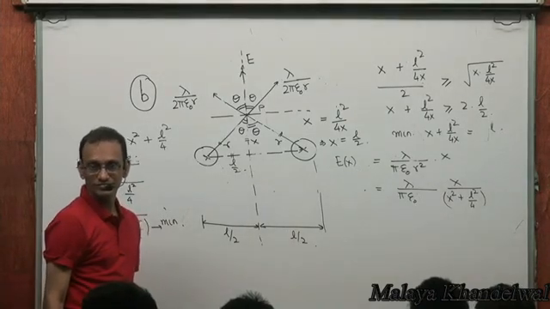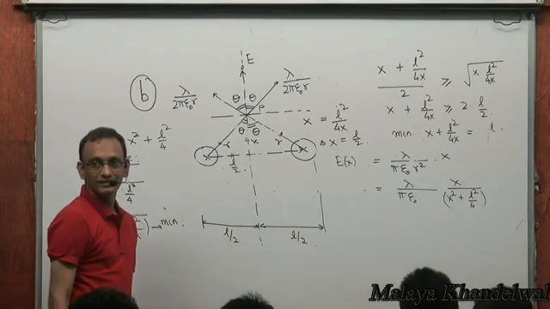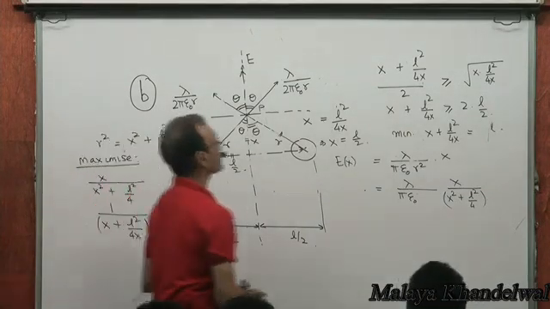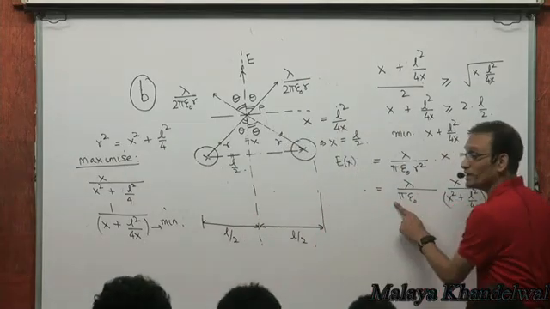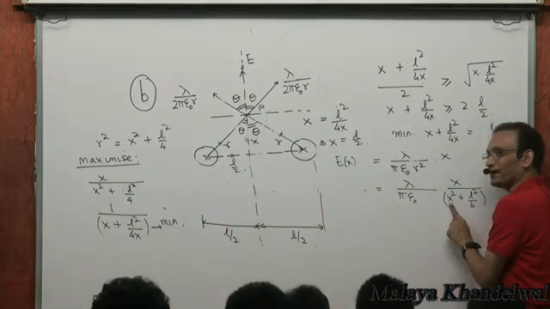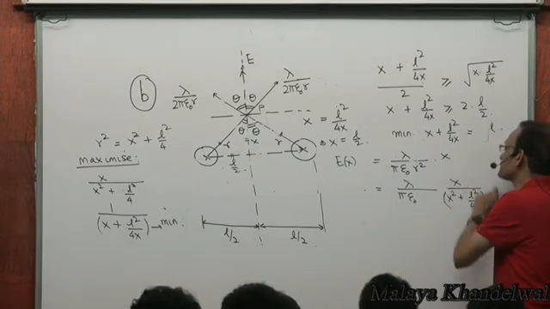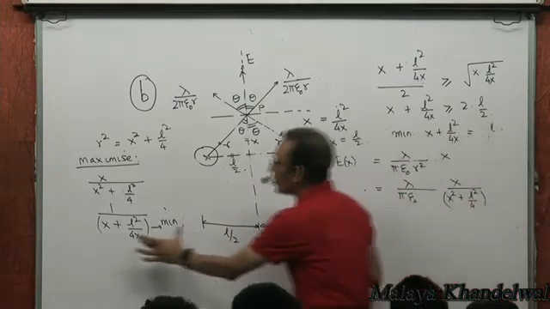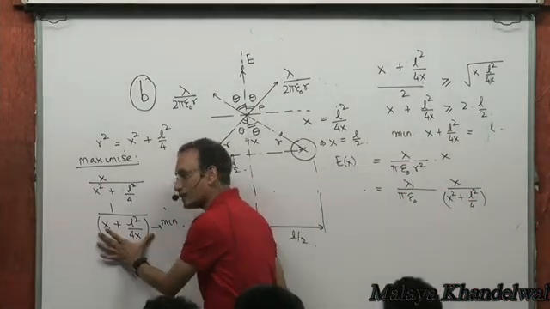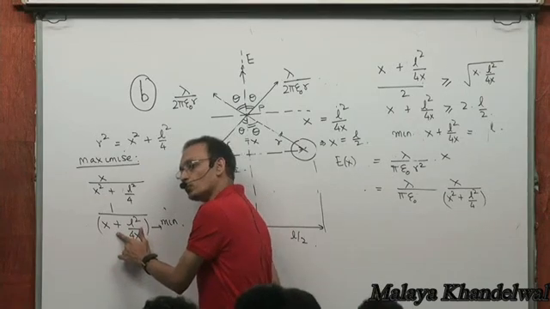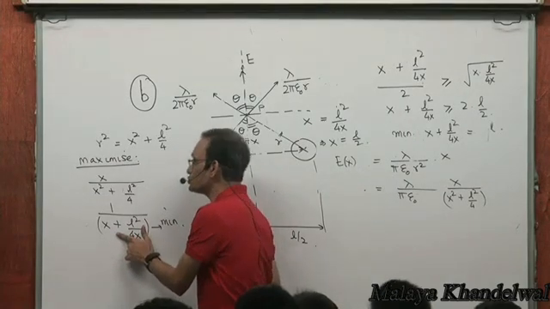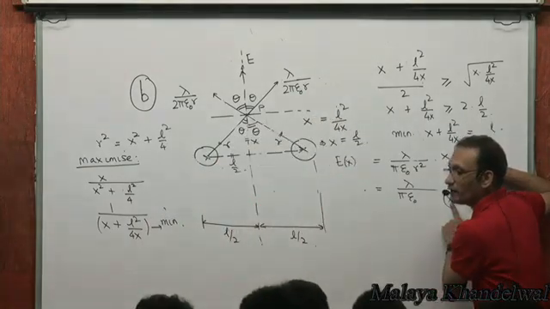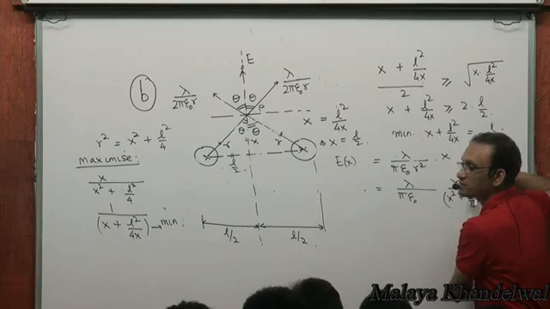Yes or no? Not too much of a bother, right? That means this expression would be a maximum at x equal to L by 2. And the largest value of this expression is L. The smallest value of this expression is L. So the largest value of this expression would be 1 by L, which you can plug in and obtain. So all that you need to do is put x equal to L by 2. You get E equal to E max.